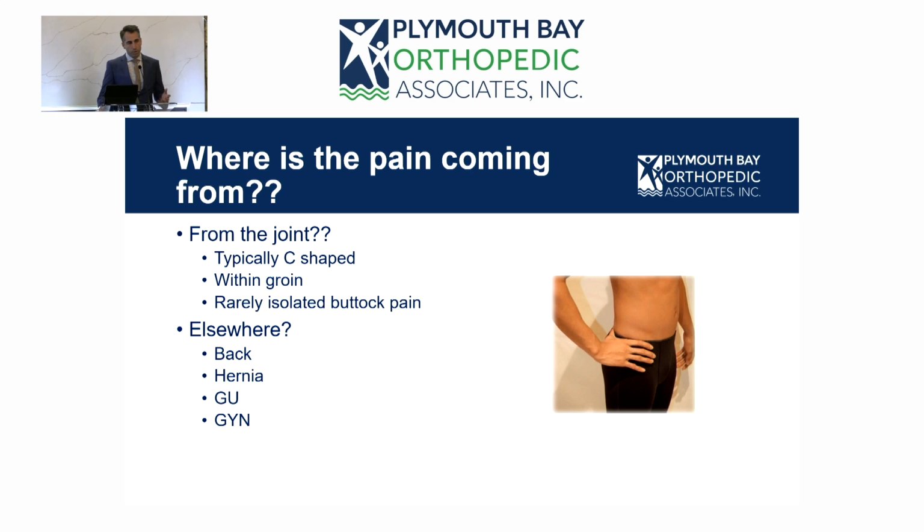If the patient is coming from the joint, patients typically make what we call a C sign. They put their hand like this and grab their hip on the side and it wraps around. Very often the joint pain is in the groin, and it's very rarely buttock pain. If patients do present like that, then you have to think that it could be something else, whether it's a back issue, or if the pain is in the front, it can be from hernias, genitourinary or gynecologic problems, pubalgia, athletic hernias and so on.